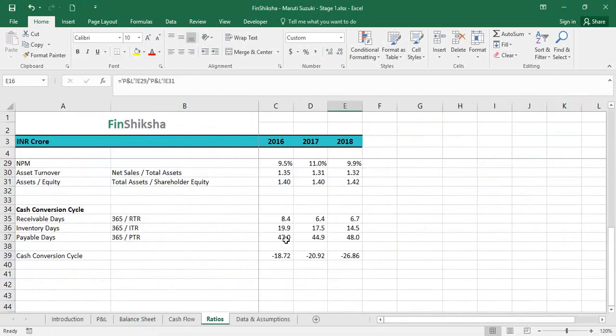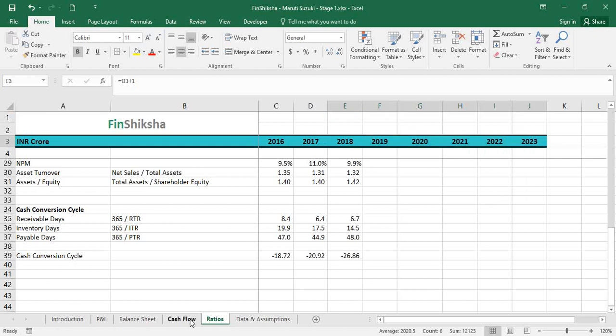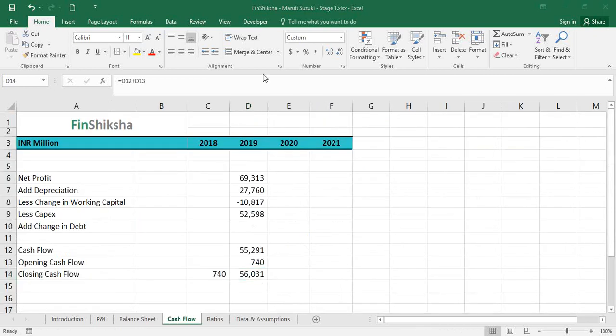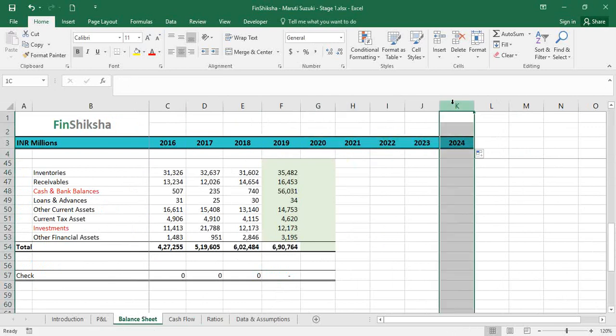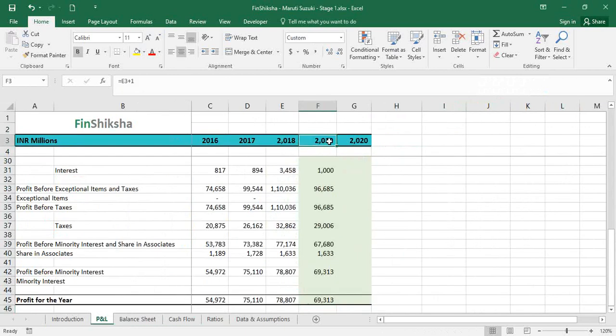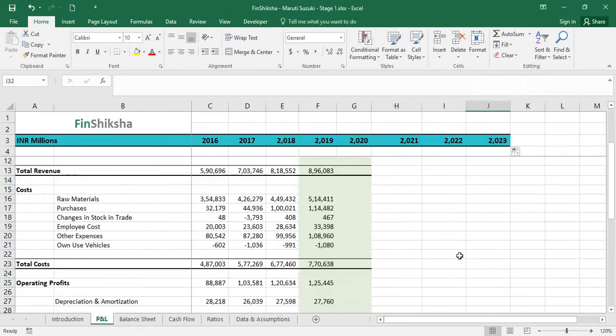I'm going to do the same with ratios, and I'm going to extend that till 2023. Same with the cash flow. We're going to increase this till 2023, and in fact beyond at some point. Balance sheet. Okay, balance sheet, let's extend this here. I don't need 24. And same with P&L. So P&L extends it till 23, correct?